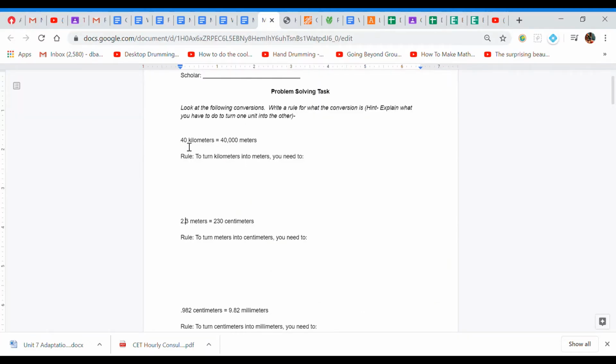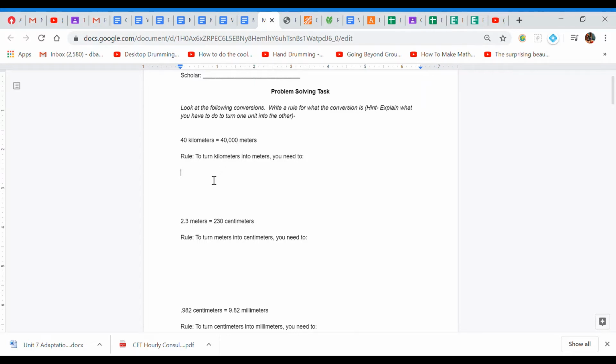If I want to turn 40 kilometers into 40,000 meters, look at it. The difference between 40 and 40,000 is just 3 place values. 1, 2, 3. 3 place values is the difference. To move 3 place values, what do you need to do? Think back to the beginning of the year, going 3 place values bigger or smaller. In this case, we're getting bigger place values.